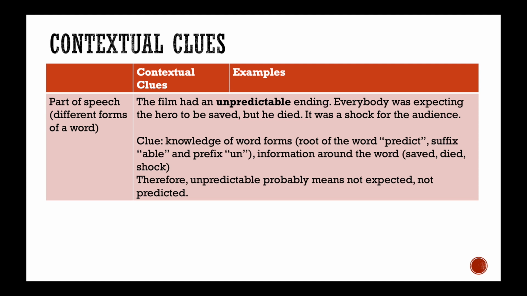As you can see here, knowledge of word forms like the root of the word, which is predict, and suffix able and prefix un, give us information about the word. So unpredictable is an adjective with a negative meaning. Also, information around the words such as save, died, shock makes us understand that unpredictable probably means not expected or not predicted.